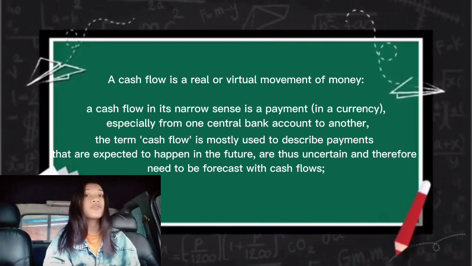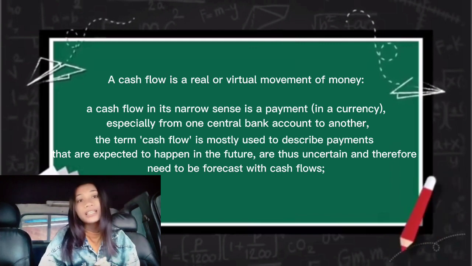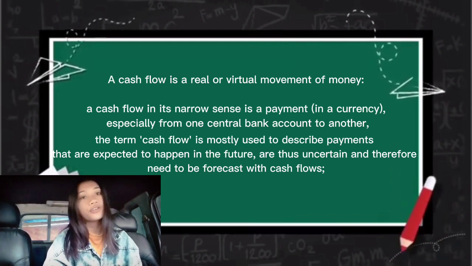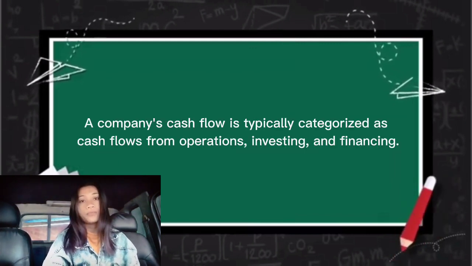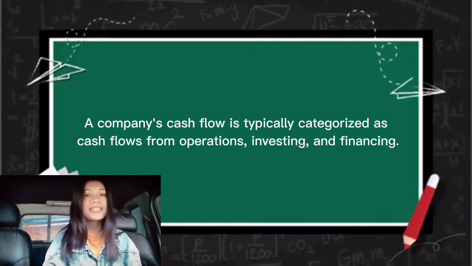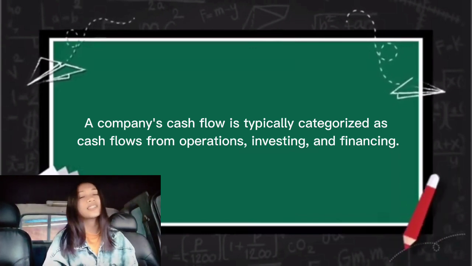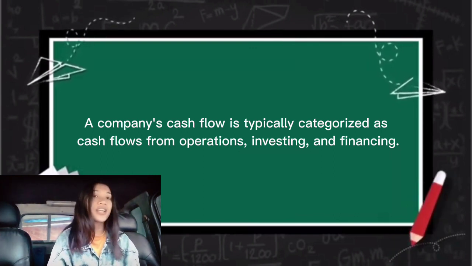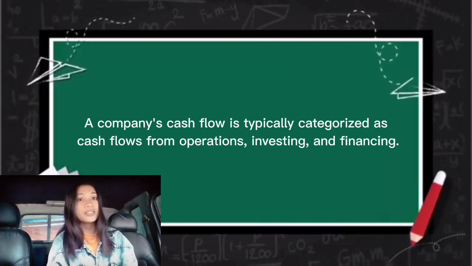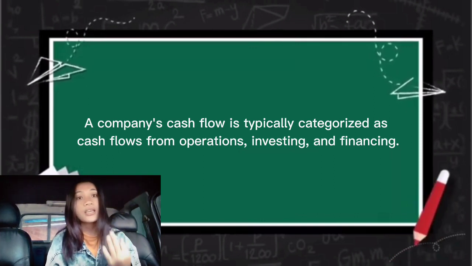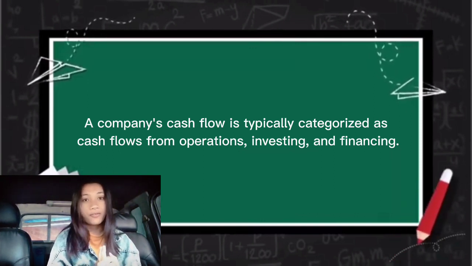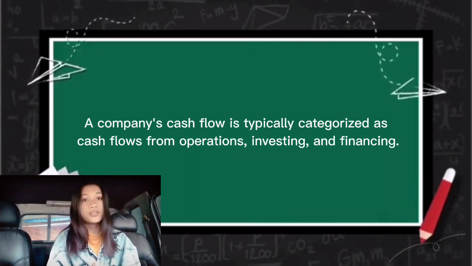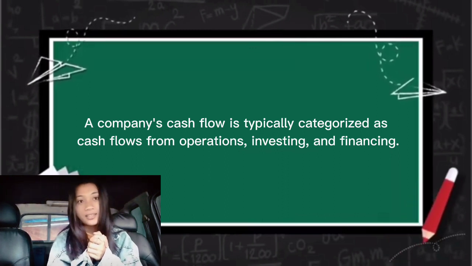So, cash flow is the movement of money in and out of a company. A company's cash flow is typically categorized as cash flows from operations, investing, and financing. So there are three activities of cash flows: operations, investing, and financing. Take note because we will discuss this later.